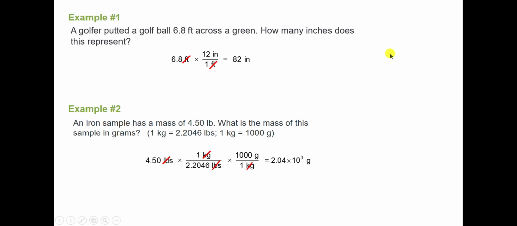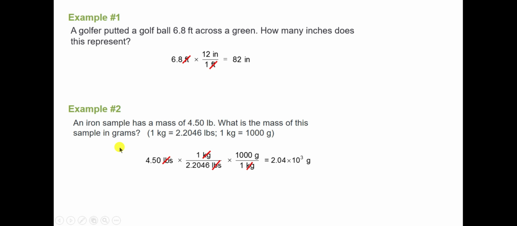Okay, so let's look at some examples. A golfer putted a golf ball 6.8 feet across the green. How many inches does this represent? This one's not too hard because there's only one number here. So 6.8 feet has to be my starting measurement, and I set up a conversion factor. I would first set it up just with the units, inches on the top and feet on the bottom. Then I go looking for that information. Do I know a sentence that relates feet and inches? Yeah, there are 12 inches in a foot, at which point you put the 12 with the inches and the 1 with the foot. And now I do the math. 6.8 times 12 divided by 1 equals 82.